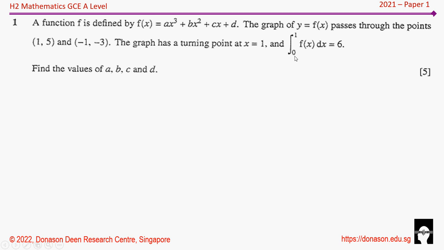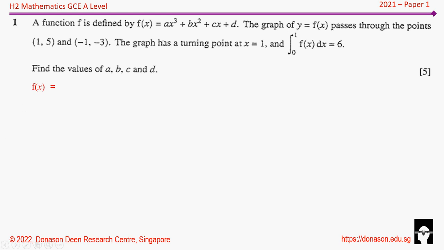And the last one is an integral from 0 to 1 of f(x) dx. That means the area under the graph from 0 to 1 should be equal to 6. So if we can set up one more condition, that should give us the fourth equation. And then using these 4 conditions, we can set up 4 equations and solve them to determine the values of a, b, c and d. Right, and when we do that, we're going to get 5 marks.